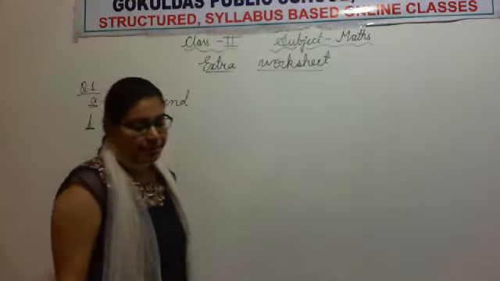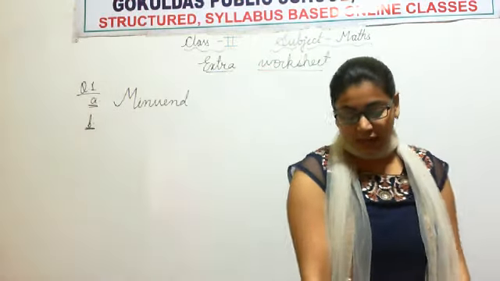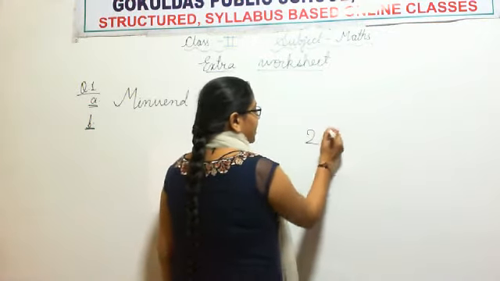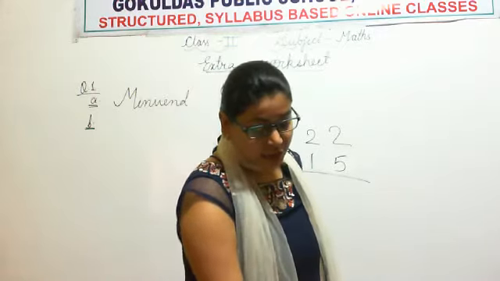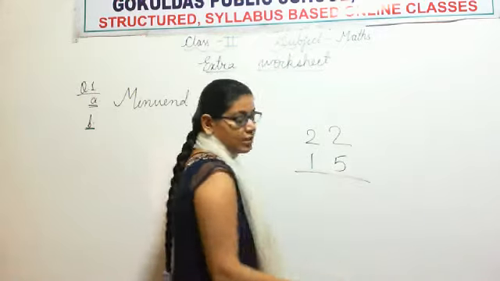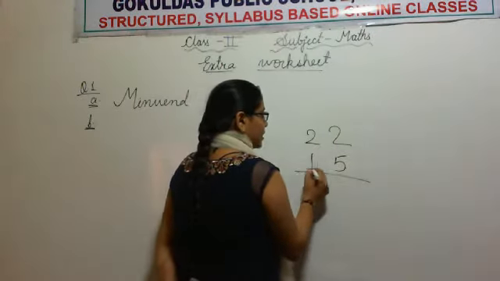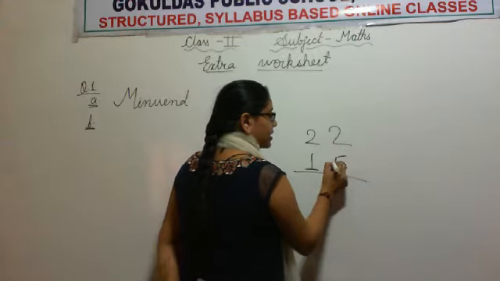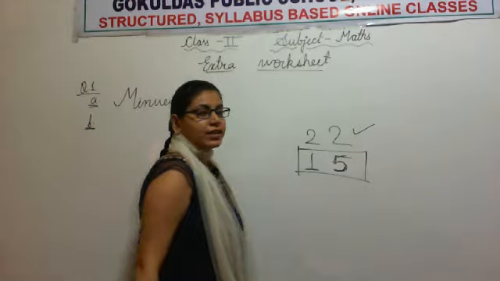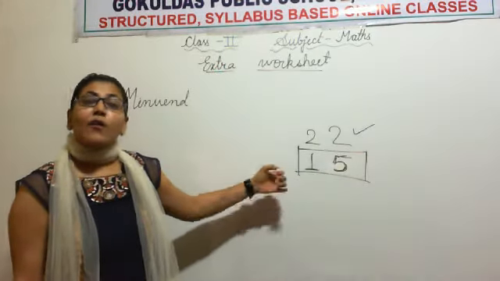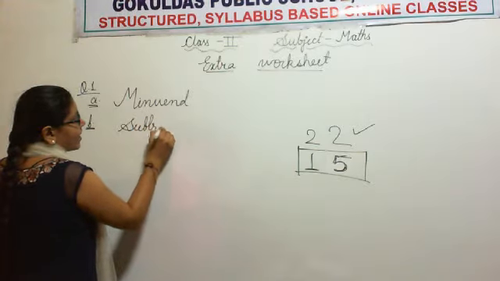Now, part B. The smaller number that is subtracted from the bigger number is called. See, let me take an example again. Now, the question is asking us about the smaller number. Smaller number means this number that is subtracted from the bigger number. So the question is asking about this number. What do we call this number? Very good, subtrahend. So let's write subtrahend as the answer.